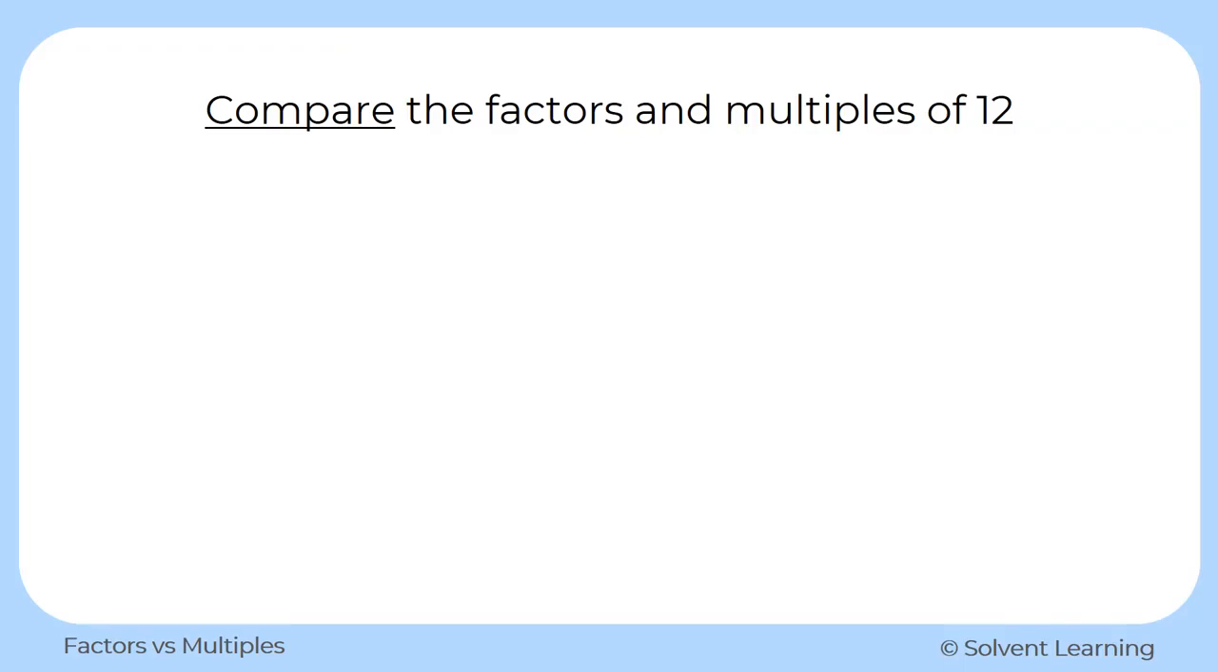So first, let's list the factors of 12. Now, factors are numbers that can divide into 12 without having a remainder. So we have 1, 2, 3, 4, 6, and 12.